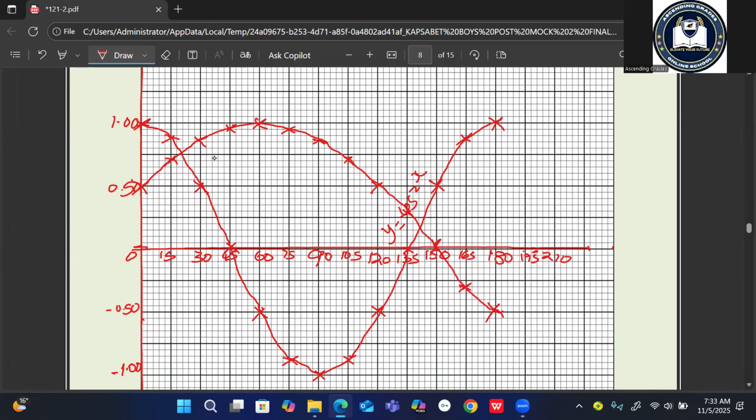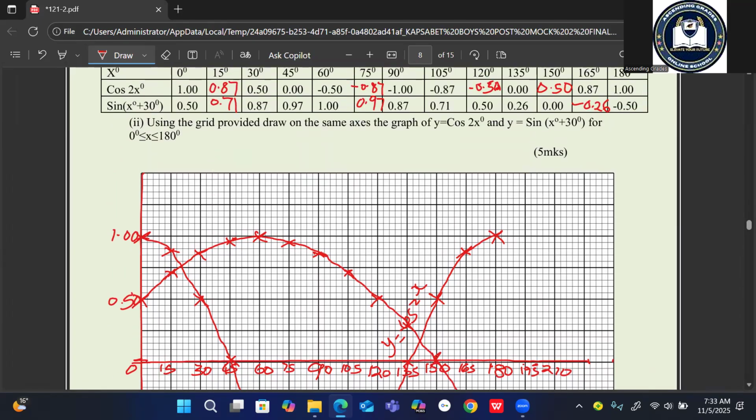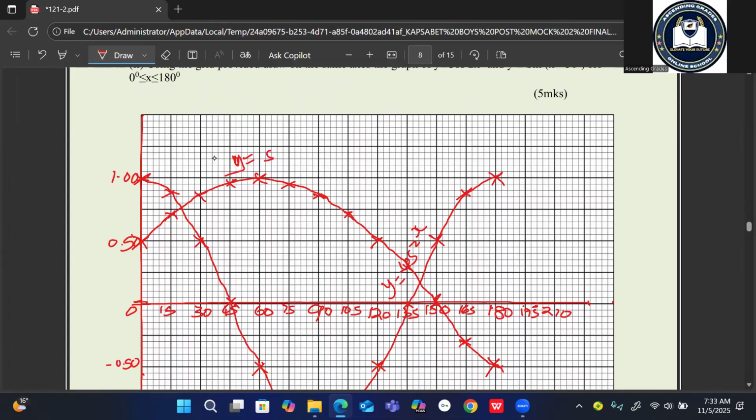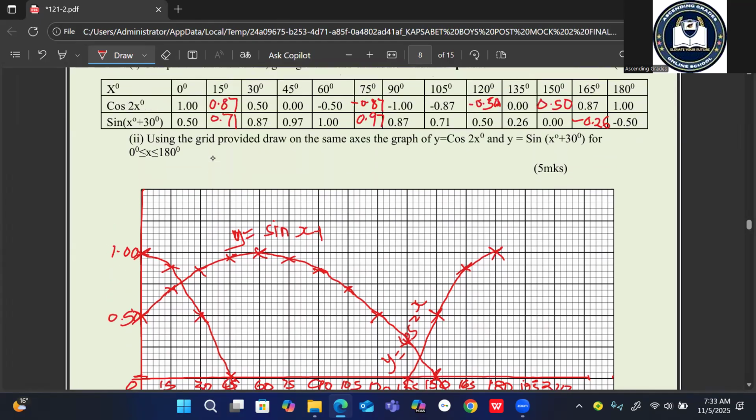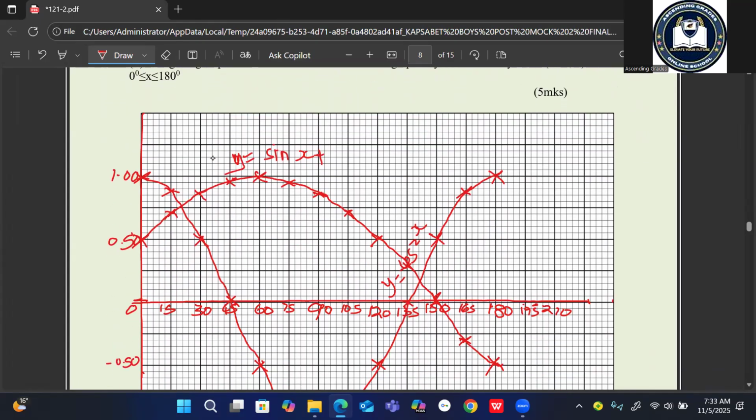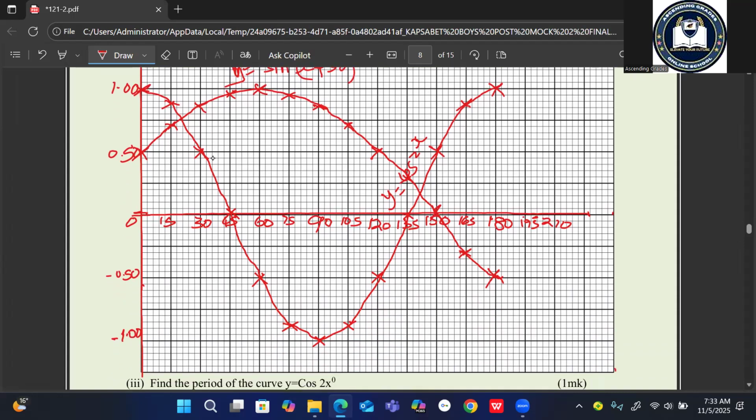So that is the curve of y is equal to sine x plus 30. So you have already obtained your 5 marks. From there, you can go to Roman 3.